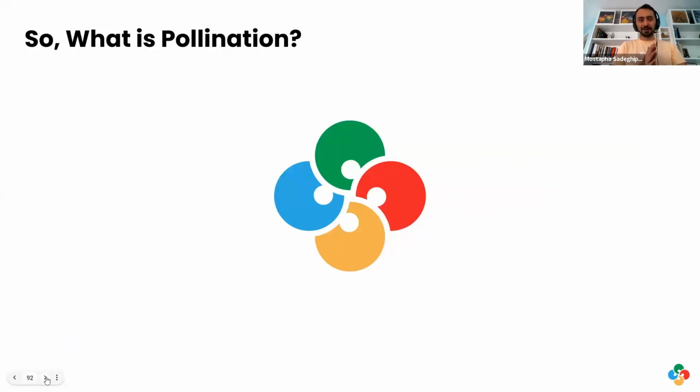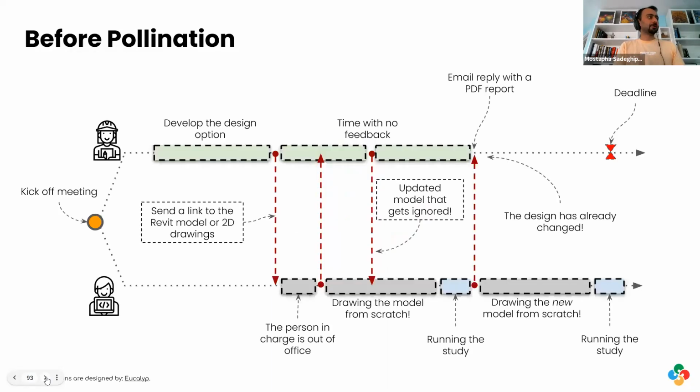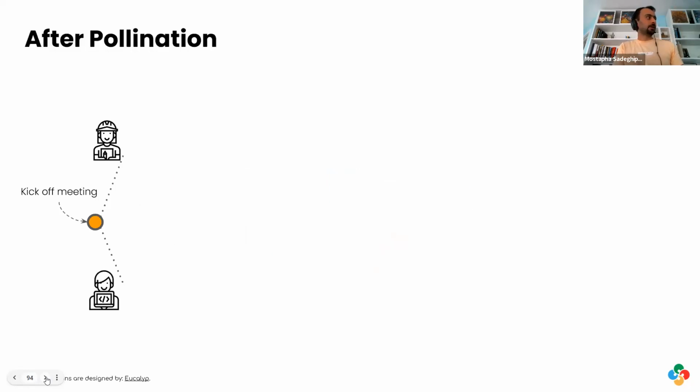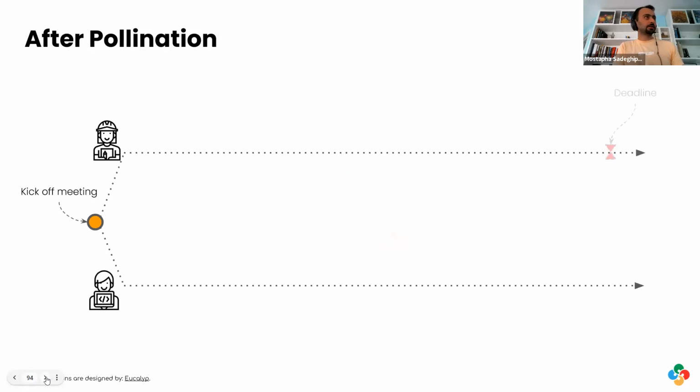Okay, so let's wrap it up. After all the things that I said, what is Pollination finally? Pollination is an ecosystem that's trying to solve this and change it to this. Now with Pollination, if you have the same kind of discussion, the same deadline, Pollination is this invisible platform in the middle that brings everything together.